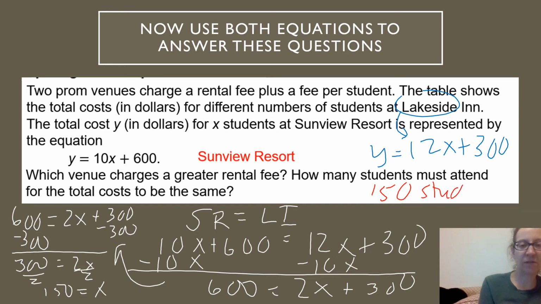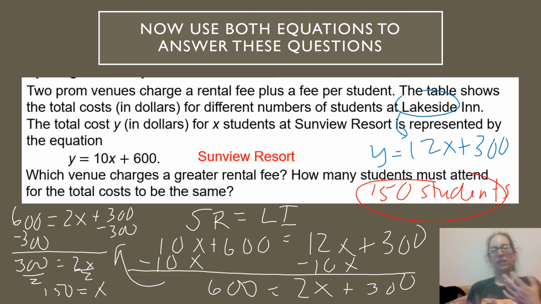150 students. If 150 students attend, then the two would be the same. And you can also graph both of these and look at where the graphs intersect. That gets into systems of equations, which we have not talked about. I know you talk about them in Algebra 1, so hopefully you can draw on that a little bit.